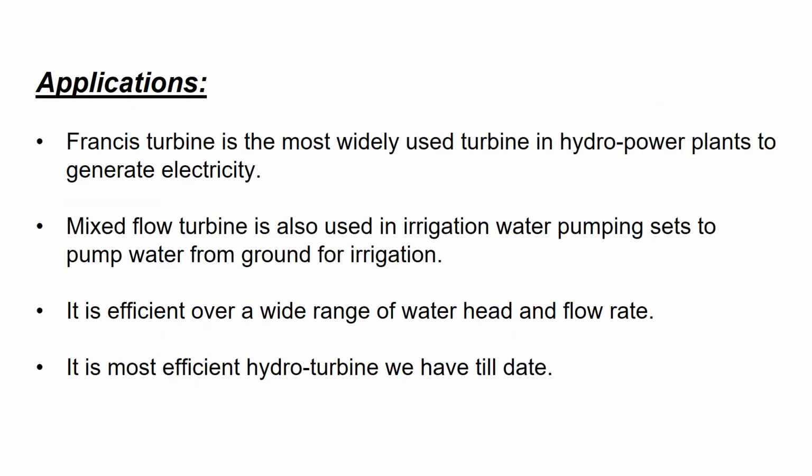Now the application, it is used to generate electricity. Mixed flow turbine is also used for irrigation purposes, pumping sets pump water from the ground for irrigation. It is also used for a wide range of water head and flow rate. It is the most efficient hydro turbine we have till date.